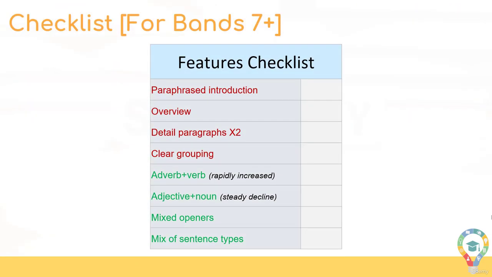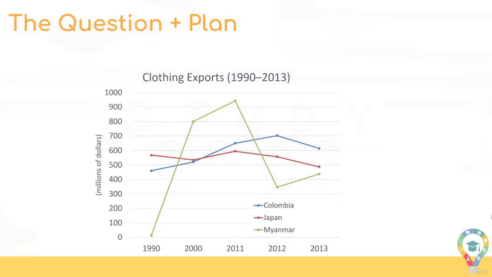In red at the top, we have our structure and organisation, which, as always, is your paraphrased introduction, the overview, and 2 detailed paragraphs. Of course, we'll need some clear grouping, which we can think about whilst we write our plan. Underneath, we have a few writing features such as our adverb, verb, adjective, noun agreements, and of course mixed openers and a different mix of sentence types to use in our writing. So let's move on to our question.